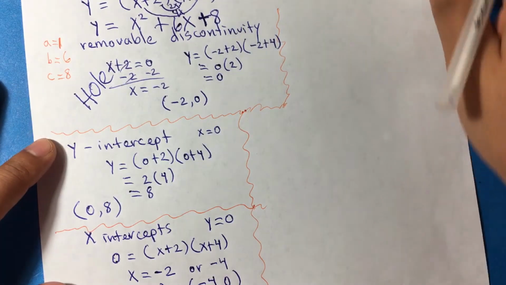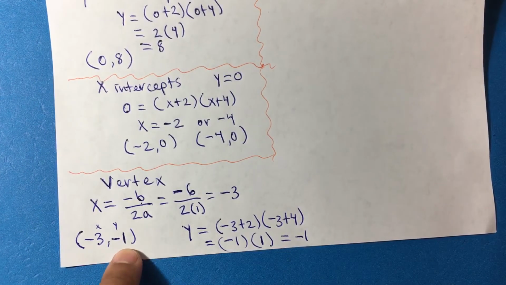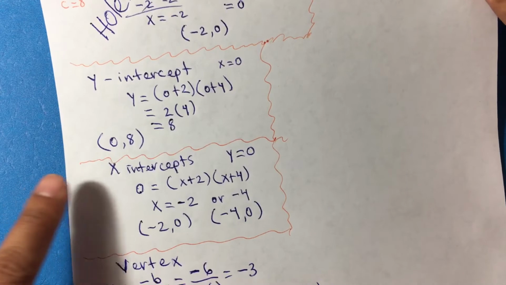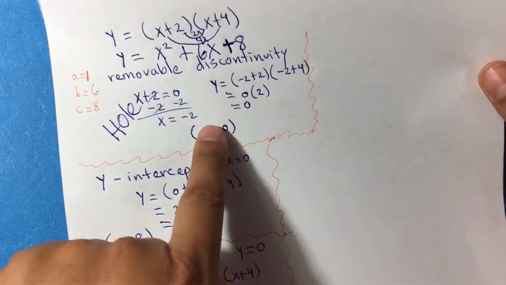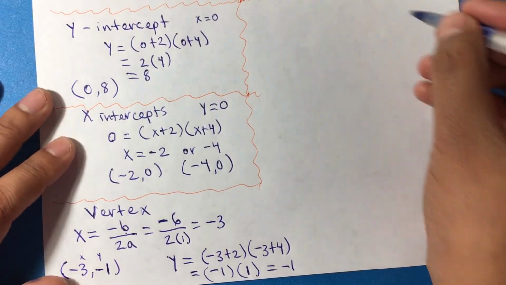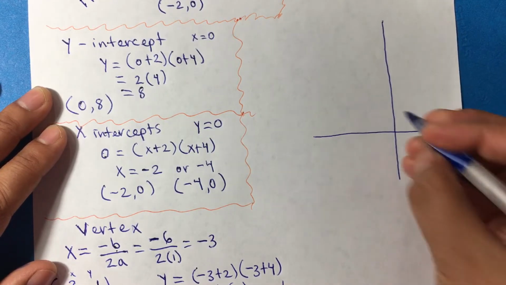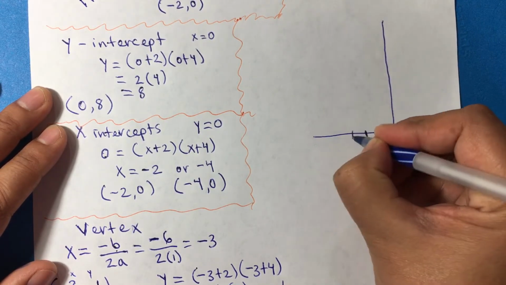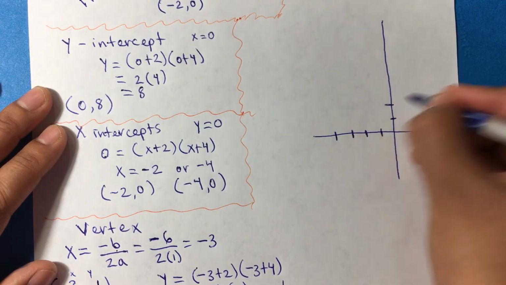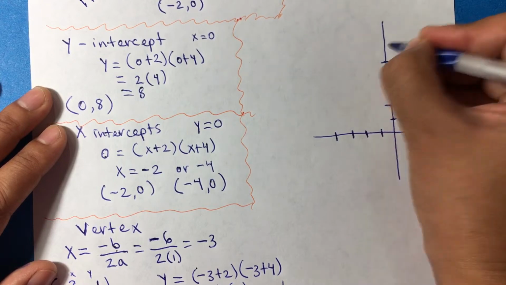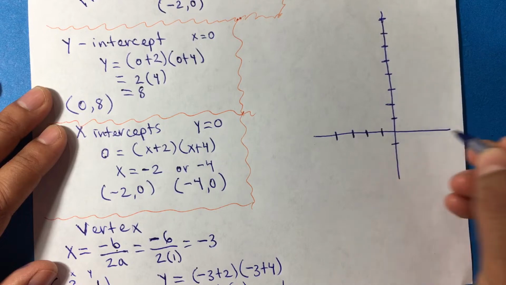So let me see. I know that on y, I need up to 8 and negative 1. And for x, I need negative 2, negative 4, negative 3, negative 2. So mostly on the negatives. That helps me guide my graph, and so I will create it something like this. So negative 1, negative 2, negative 3, negative 4. And then I need up to 8. So 1, 2, 3, 4, 5, 6, 7, 8. And then I need negative 1 on y.